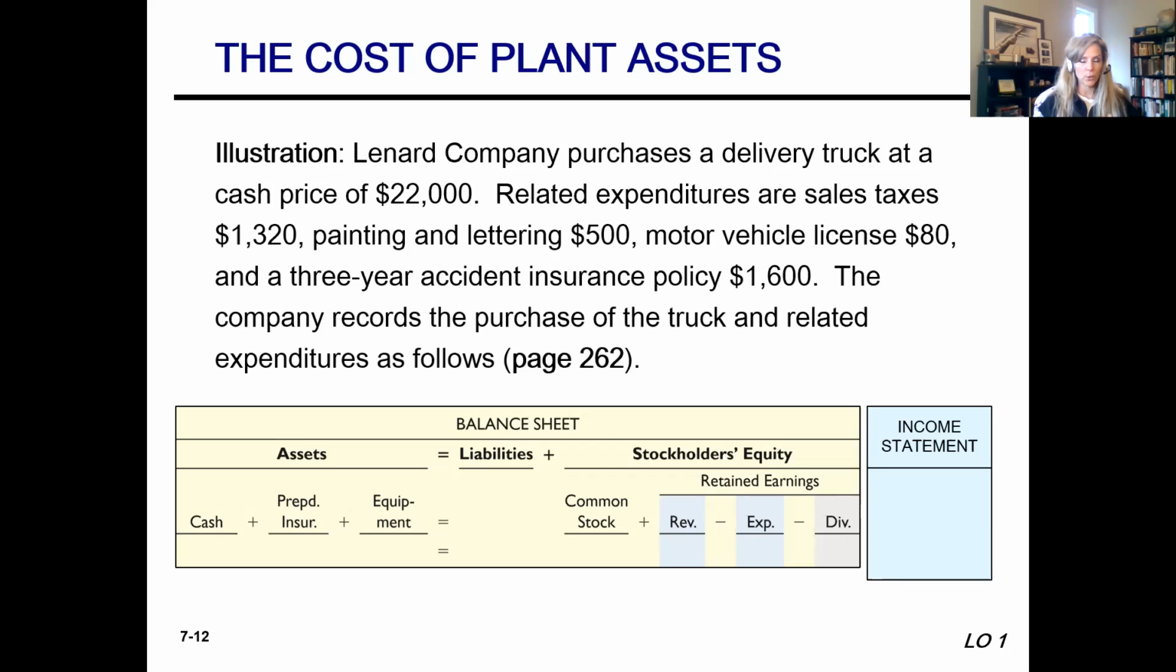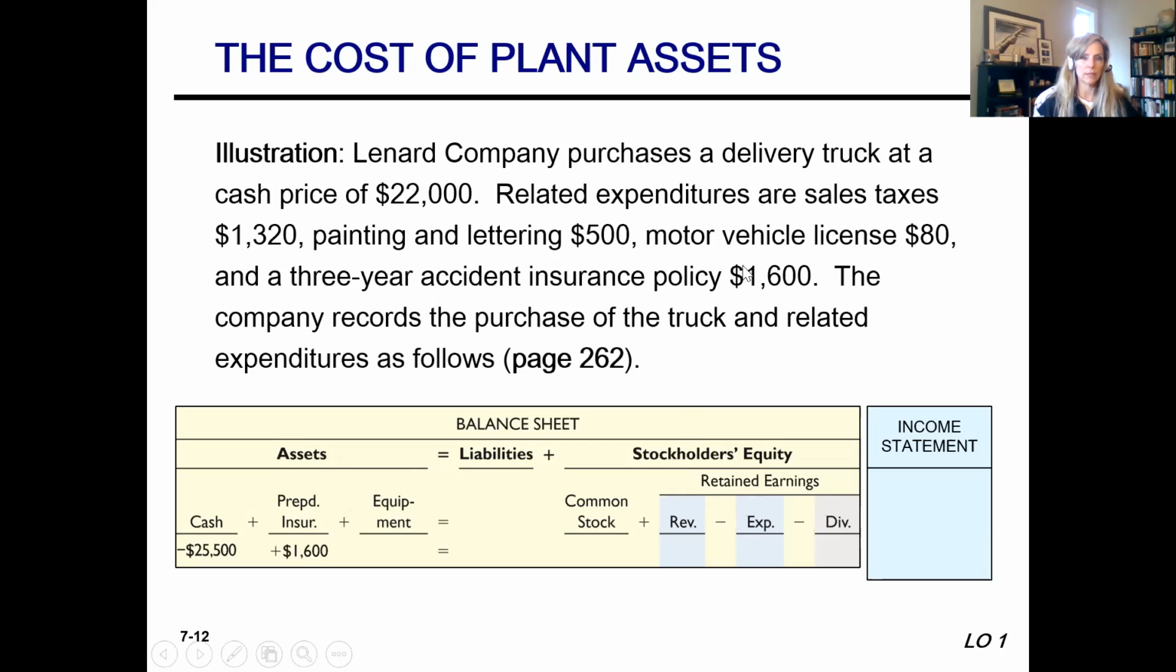So the way they're going to record these is we have to think about, okay, what do I have and how did I get it? What's changing? This is an economic transaction. So what changed? How did it impact the financial statements? What happened there? If we think about it this way, we had cash going out the door, right? We had $22,000 cash for the actual truck and also sales taxes of $1,320, painting and lettering and motor vehicle license.